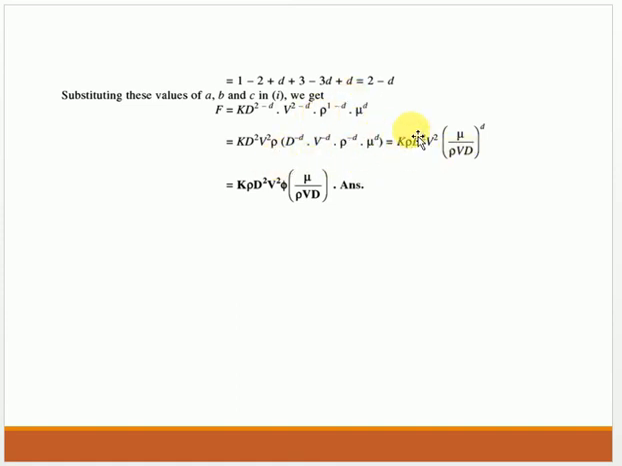So this will be equal to k into rho d square v square into, so this everything in terms of d, am I right? So d power minus t, v power minus t, rho power minus t, mu power t. Positive signs of a power will be on the numerator, negative sign indicates it will be on the denominator. So mu by rho v d whole power t. To take this arbitrary constant, we introduce the function. So f will be equal to k into rho d square v square function of mu by rho v d.